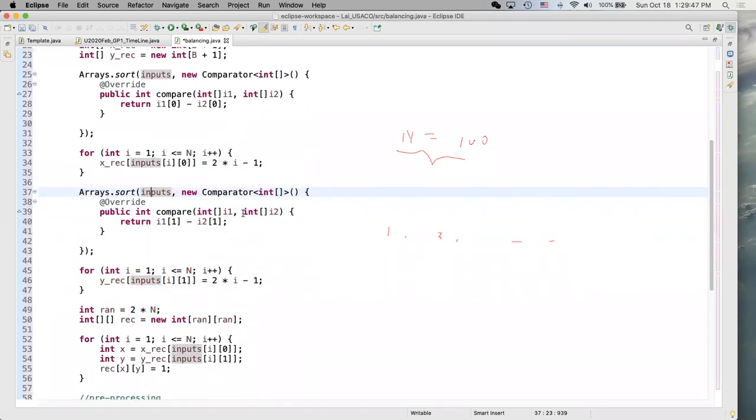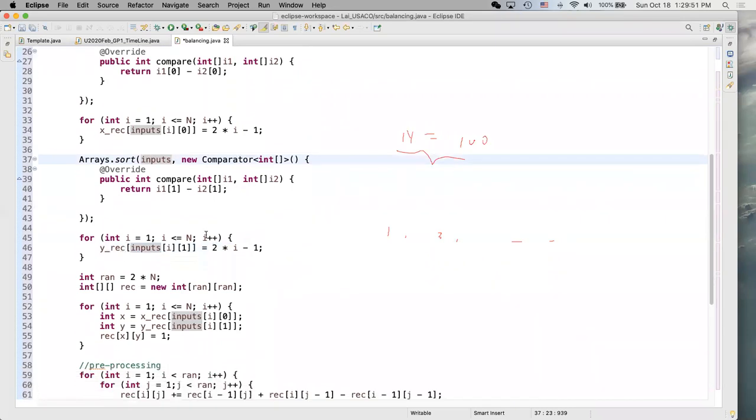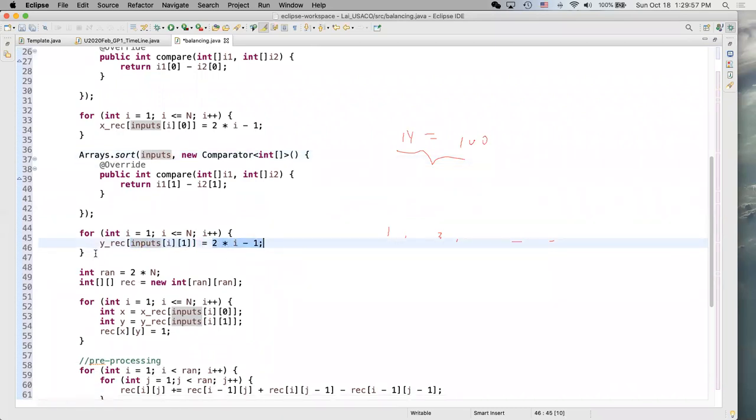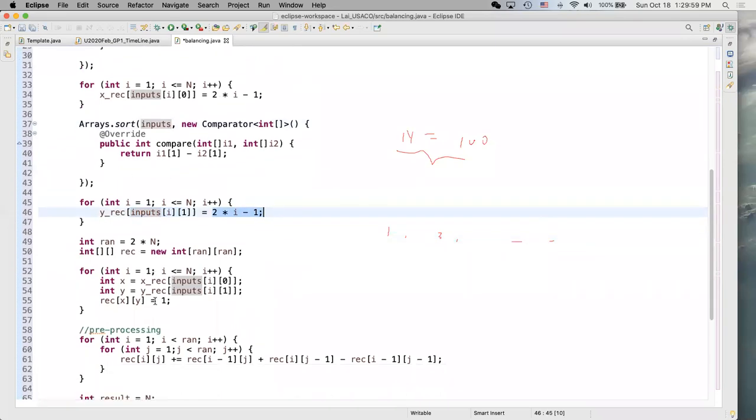And we look at the 1, I1, 1, I2, 1, it's all right. And then you're going to set up the mapping for the Y. This is the old Y. Inputs I1, this is new Y. Now you have an I rec and Y rec.